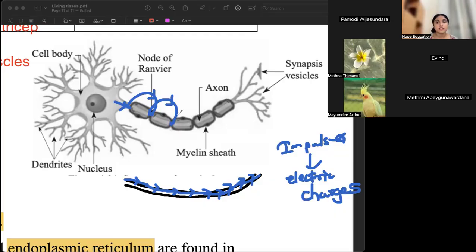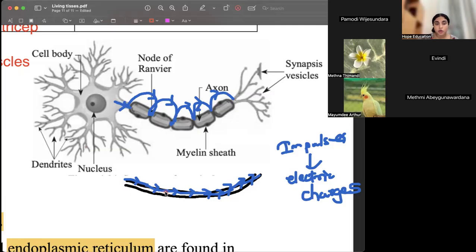Electric charges are transported through the nodes of Ranvier. එතකොට මේ electric charge එක මේ මුළු distance එකම යන්න ඕනේ නැහැ. එයා මෙහෙම jump කර කර යනවා. That means that will increase the speed of transmission of impulses, right? Do you understand that?